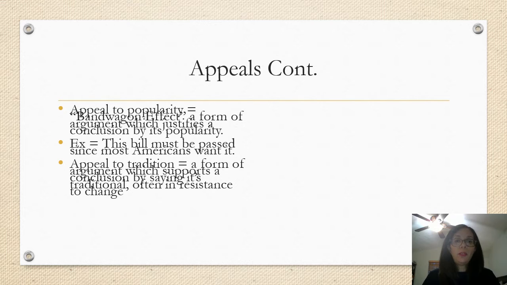Then you have appeal to tradition, in which I'm saying we must support something because it's been done over and over again.